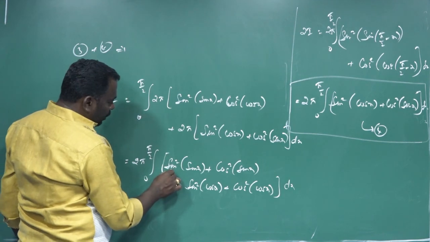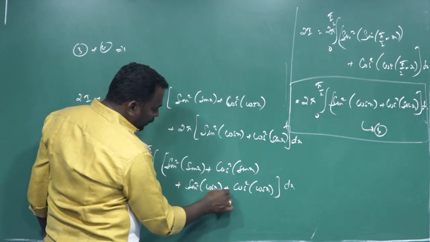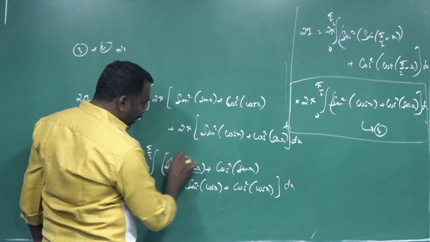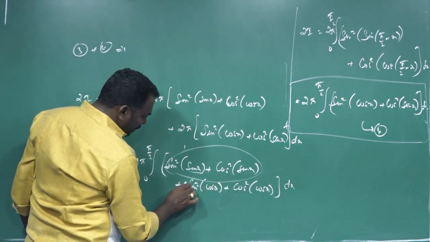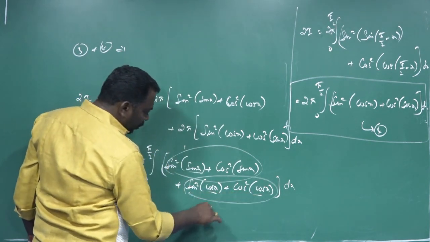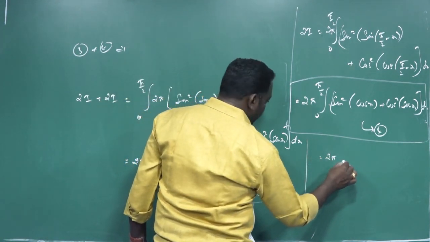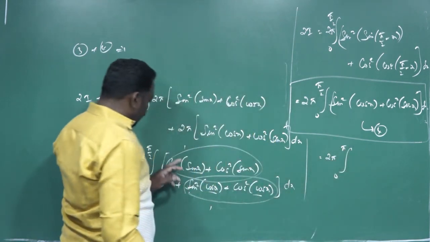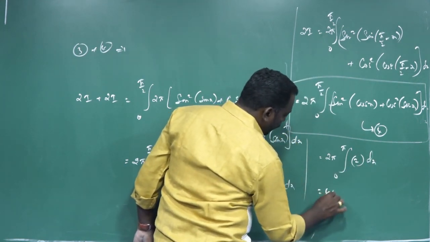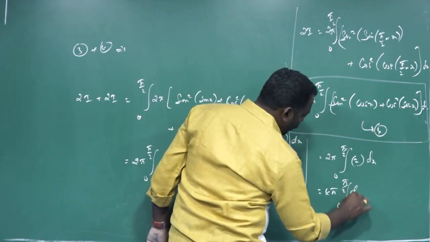Now look here, sin square theta plus cos square theta is equal to 1. Theta here is sin x. Therefore this value is equal to 1. And again sin square of cos x plus cos square of cos x, with theta, is equal to 1. Therefore this also is 1. Therefore that is equal to 2 pi outside, integral 0 to pi by 2, and add the value 1 plus 1. 1 plus 1 is 2. 2 into dx, that is equal to 4 pi integral 0 to pi by 2, into dx.